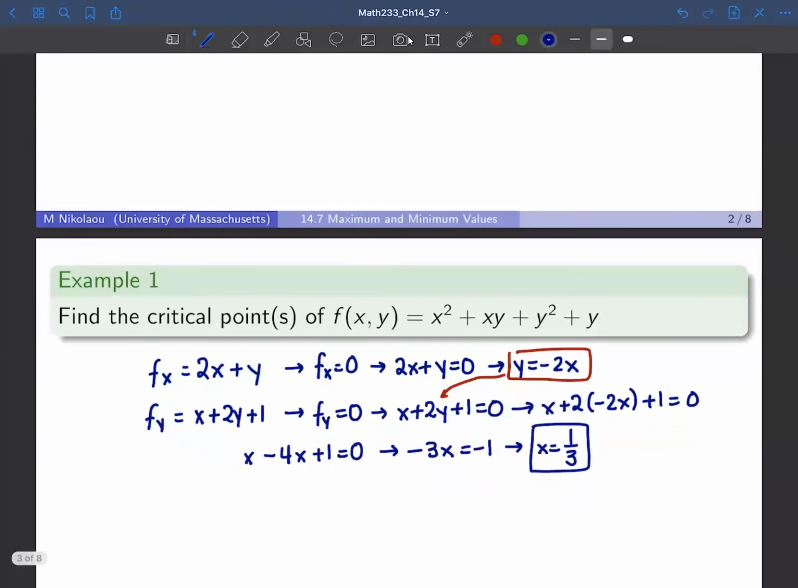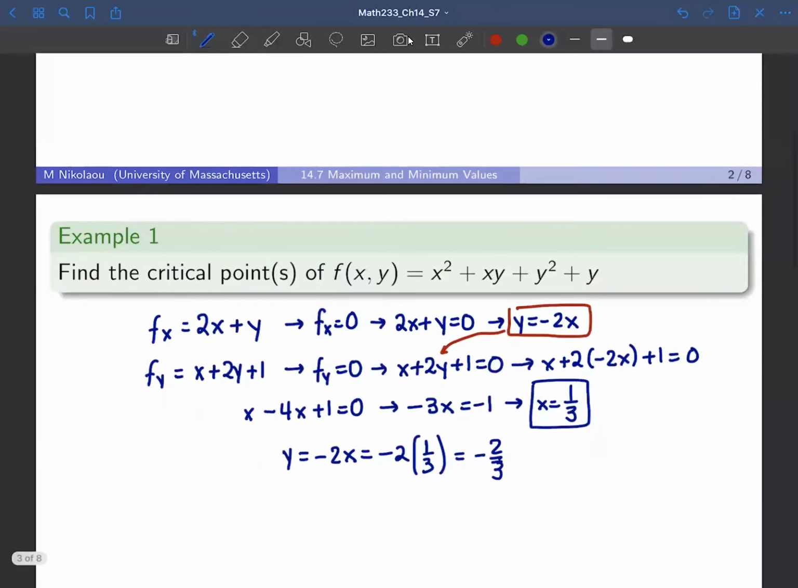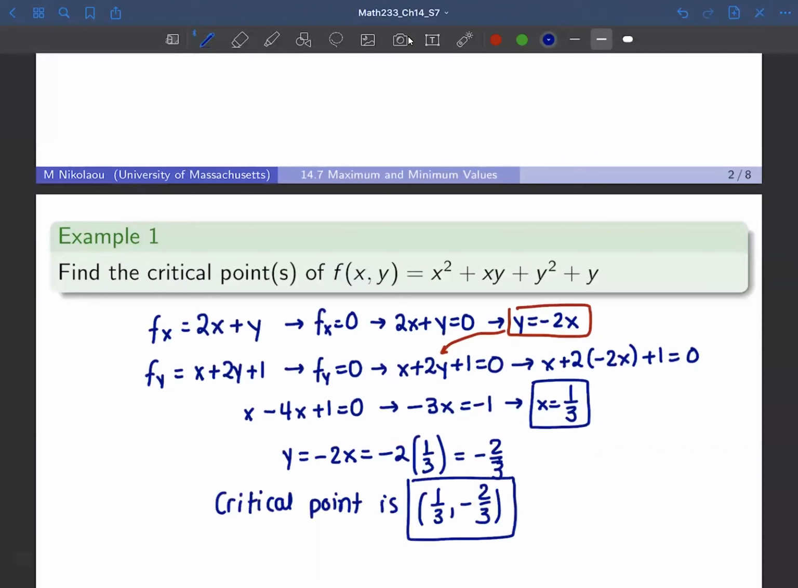Substituting x equals 1/3 into y equals negative 2x, we have negative 2 times 1/3, which gives us negative 2/3. So the only critical point that we have is the point with x coordinate 1/3 and y coordinate negative 2/3. We have only one critical point, with coordinates 1/3 and negative 2/3.